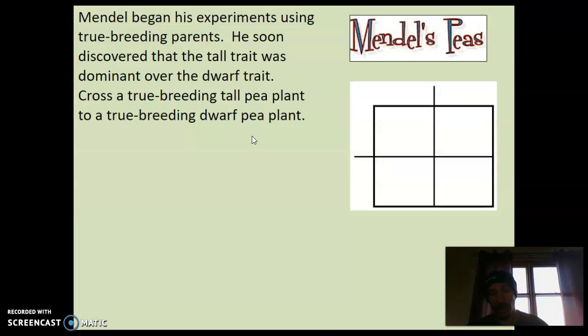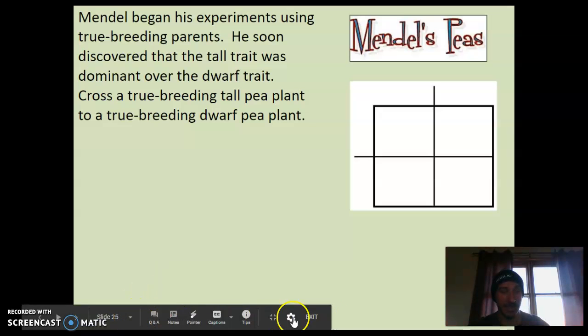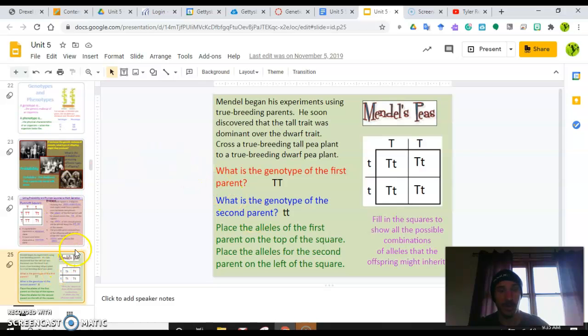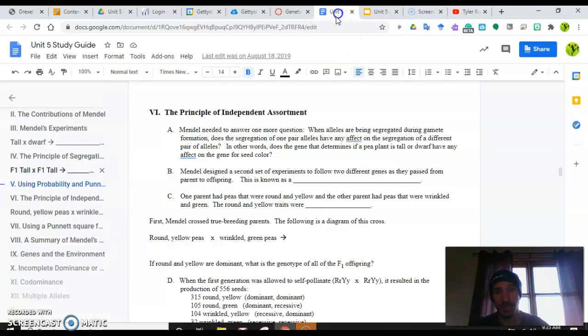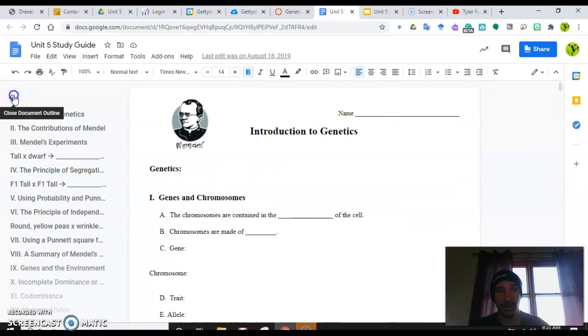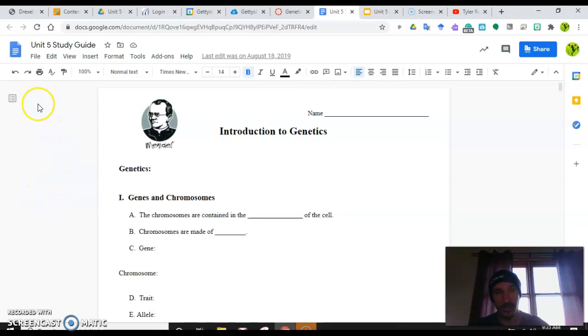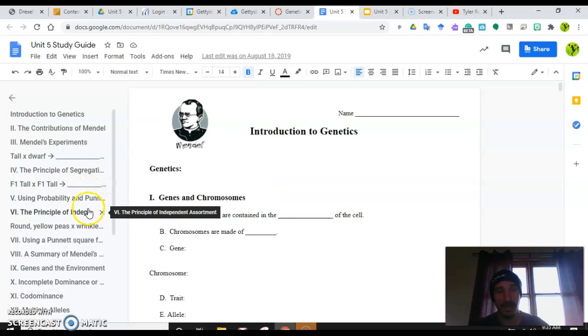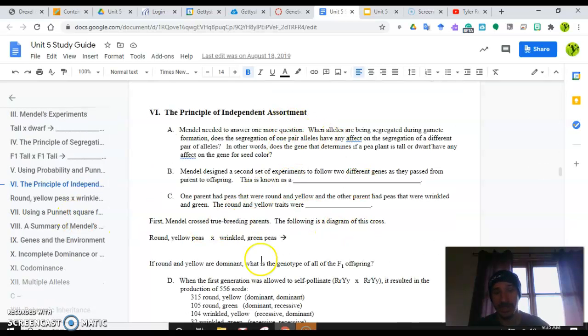Now we're going to stop here, and I'm going to take us out of the slides. In your study guide, what I'd like you to do, if you are up here at the top of your study guide or wherever you are, is click these 3 lines over here, and then click the principle of independent assortment, because that's where we're going to go next. We're going to go to this section of the study guide. Once you're there, that's where we're going to start up again in the next screencast.